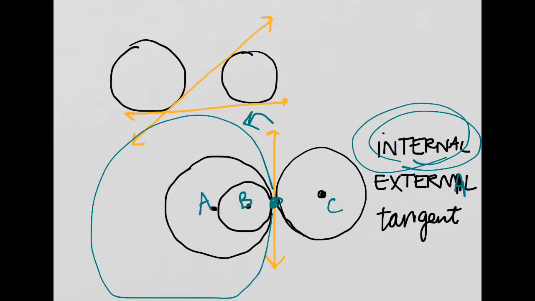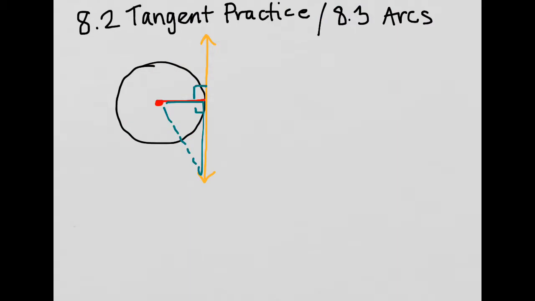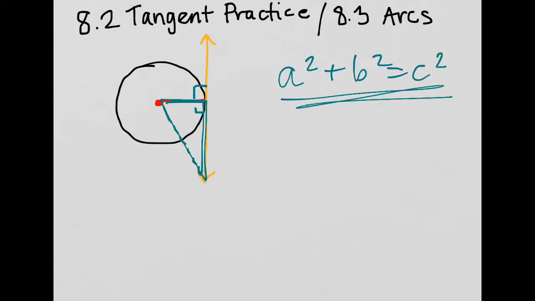Remember, if you have a triangle inside of your circle with an external point here, so for example, this blue triangle here, remember a squared plus b squared equals c squared. Pythagorean theorem is so helpful. That is why getting a right triangle is like the best thing ever.